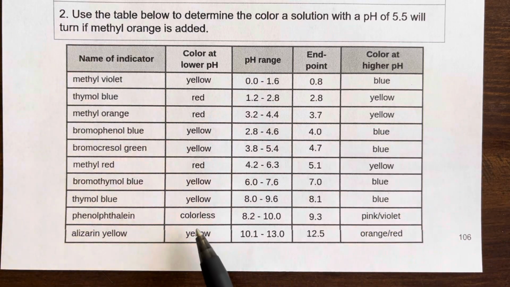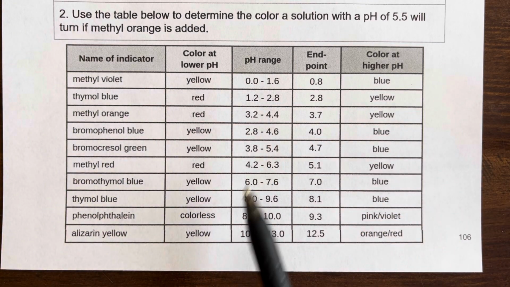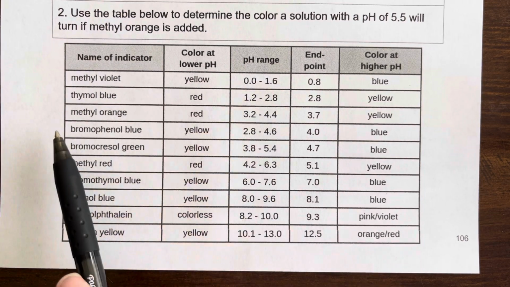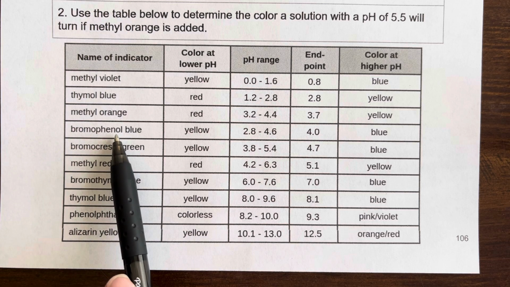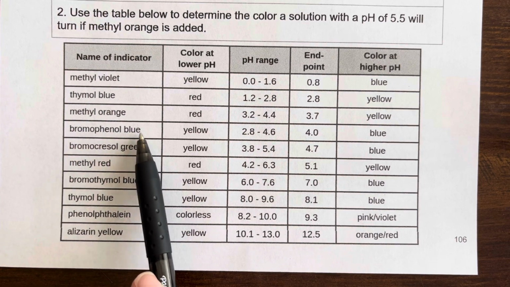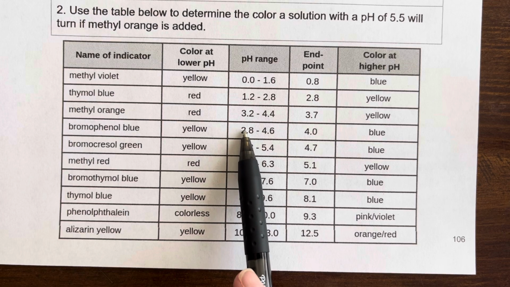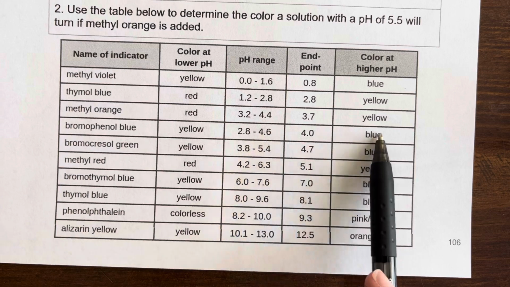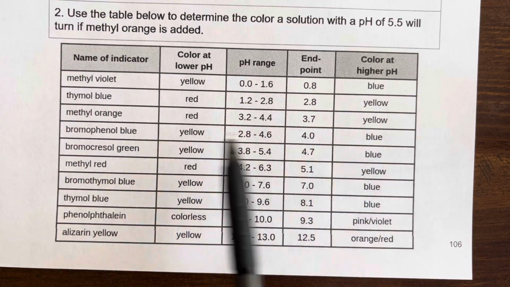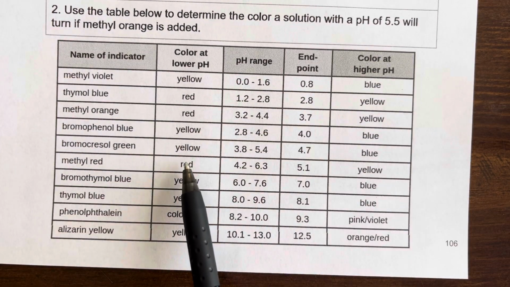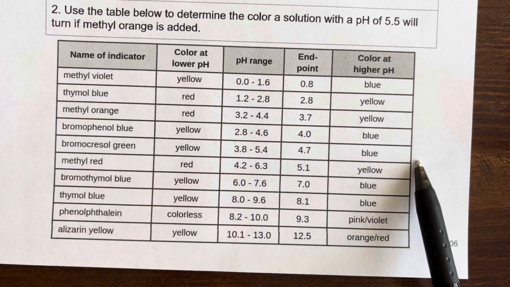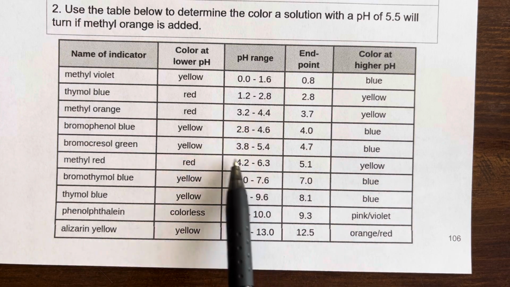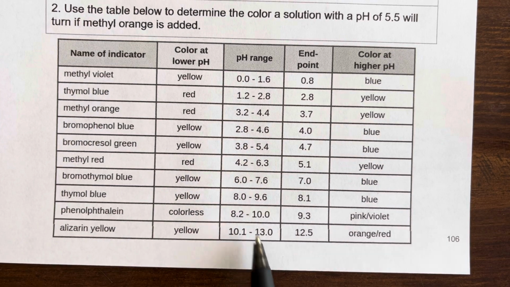Now, all of these are different in the way they change color. This shows the pH range at which they change color. So let's look at, for example, bromophenol blue. This indicator is yellow if the pH is below 2.8, and it is blue if the pH is above 4.6. These two colors are telling you what color this indicator is in its lower range and what color it is in its higher range. And then right here, we see the range at which it's going to change colors.